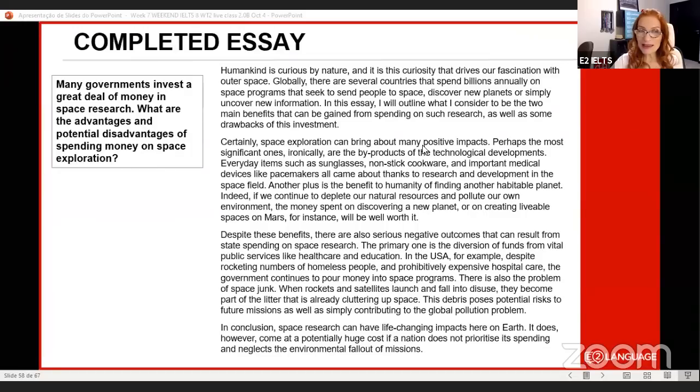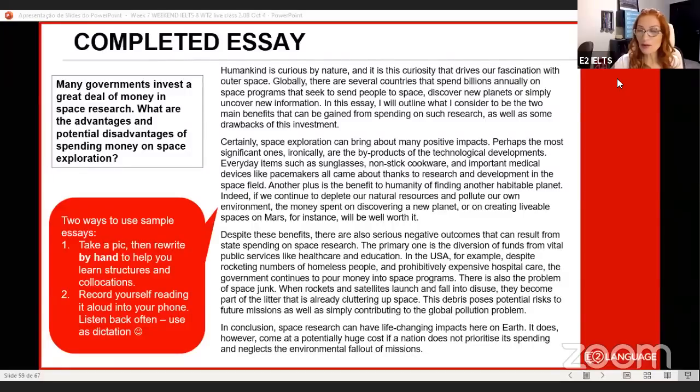This is our full essay. So how can you use this essay to help you improve? Firstly, by reading and analyzing how it was developed. So if we look at the first sentence, the general statement, it says, humankind is curious by nature, and it is this curiosity that drives our fascination with outer space. So once again, whether we agree or not that outer space research should be developed, the sentence is neutral. There's no conflict in it.